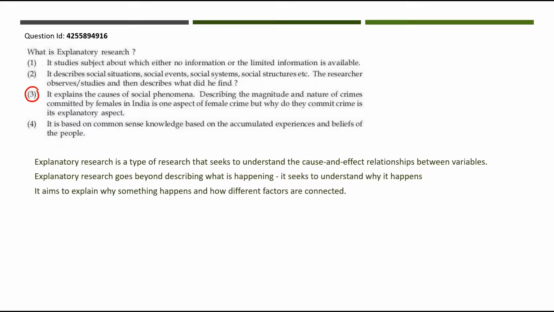Explanatory research is a type of research that seeks to understand the cause and effect relationship between variables. This research goes beyond describing what is happening. It seeks to understand why it happens. Why do they commit crime is its explanatory aspect. This goes more than description. Description is whatever is existing, whatever you observe, you just describe. Explanation is you are trying to understand why such a thing is happening. It aims to explain why something happens or how different factors are connected in that particular issue.